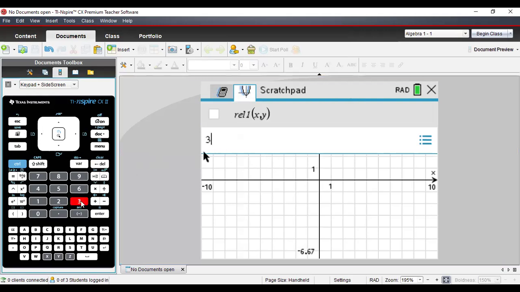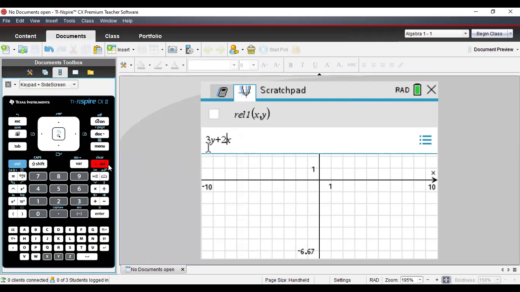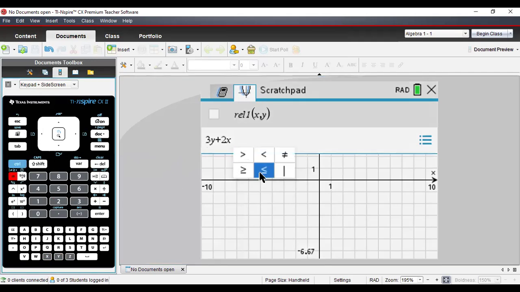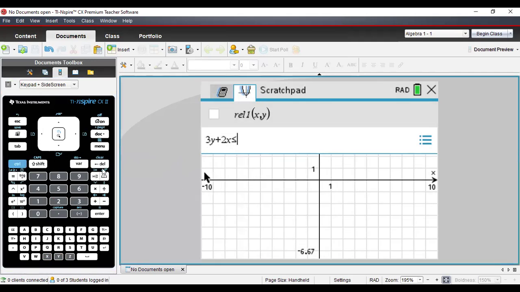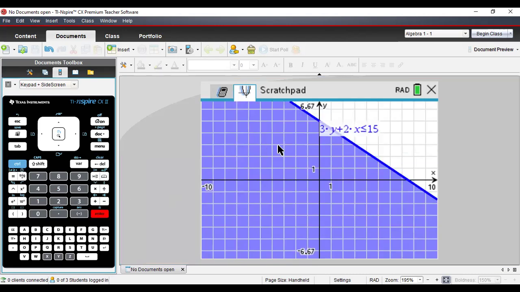We're going to do the first one, 3y plus 2x is less than or equal to 15. Press enter. That's our graph.